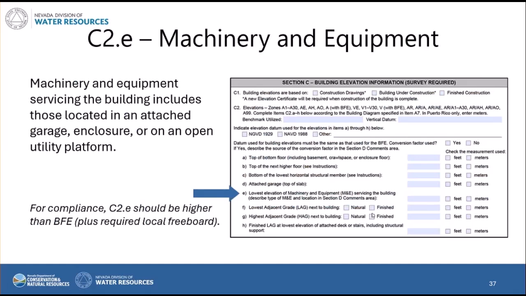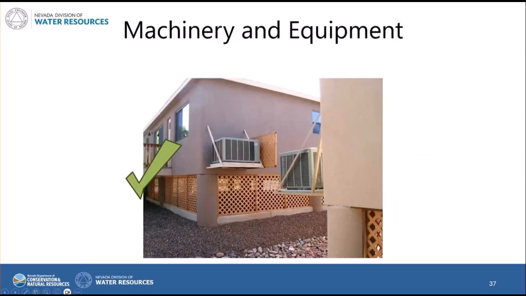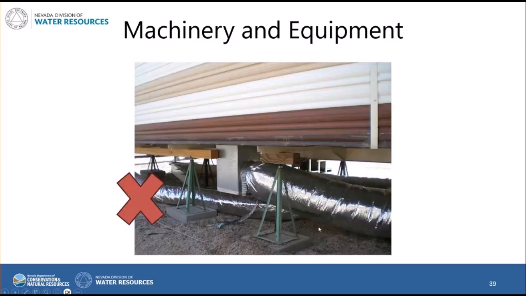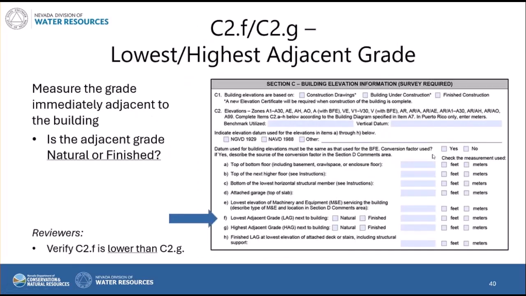The NFIP needs to know if the elevation of that machinery and equipment is located at or above the base flood elevation. So again, furnaces, water heaters, AC units, elevators, equipment, ductwork also counts. So here's a nice example of a properly elevated, mounted and protected condenser pad, but this is neither elevated nor protected from flooding. Still going to capture the lowest elevation of the machinery or equipment or ductwork servicing the building, but that's one of those things that you're going to review to make sure that it is properly protected per your ordinance.